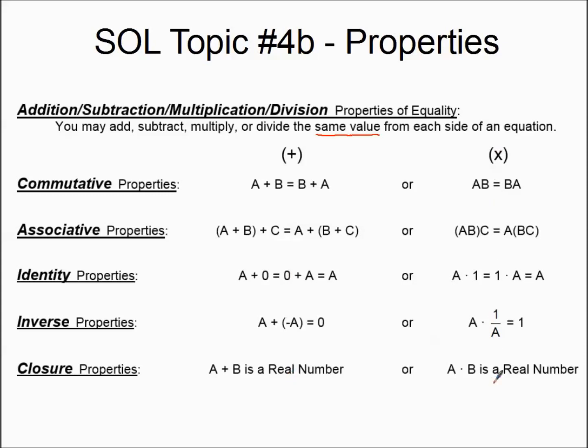Let's start with the commutative property. I almost see the word commute right here at the beginning. And when I think of commute, I think of going from home to work, and then at the end of the day going from work to home. And that's exactly what's happening. From home to work, from work to home, it's different order, but it's the same thing.